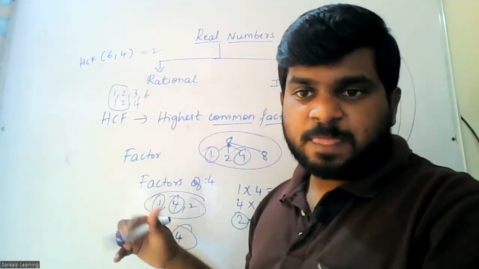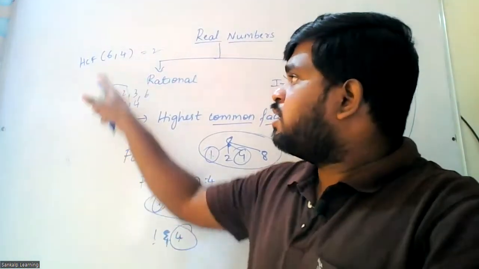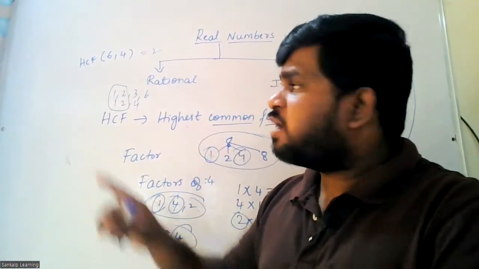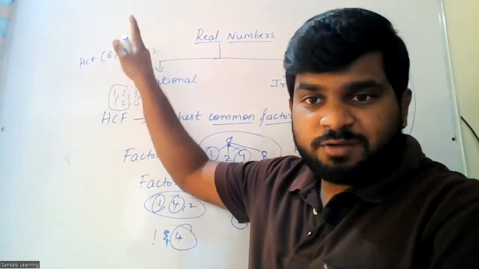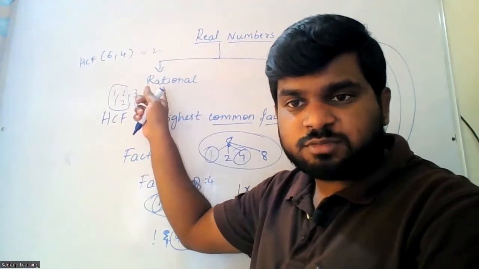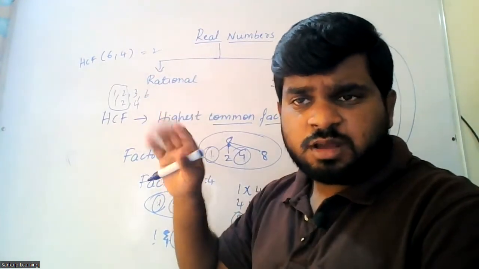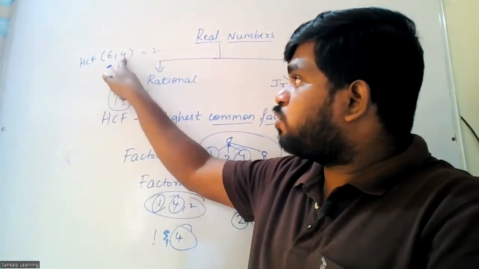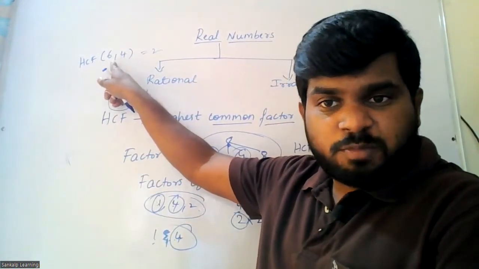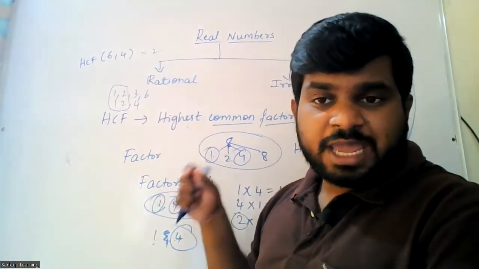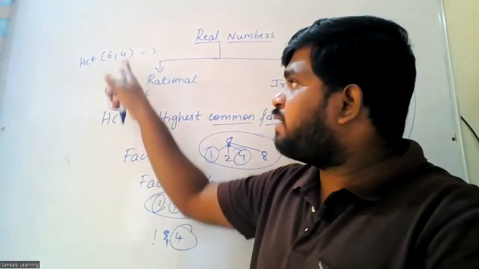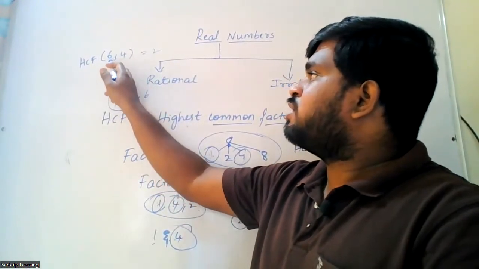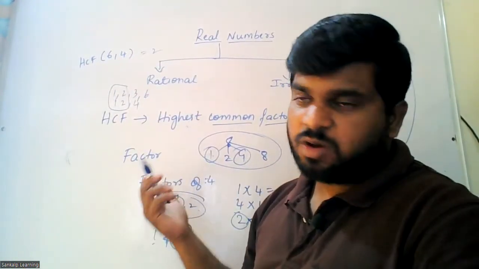This is the process. But you can also do it very easily. You got 6, 4. Which is the highest number that divides both? It should divide 6. It should divide 4. 1. Is there any other number other than 1? Yes, it is 2. 2 divides both. You can divide 4 by 2. You can divide 6 by 2. Can I say 3? No. 3 divides 6, but it doesn't divide 4. So the highest common factor of 6 and 4 is 2.